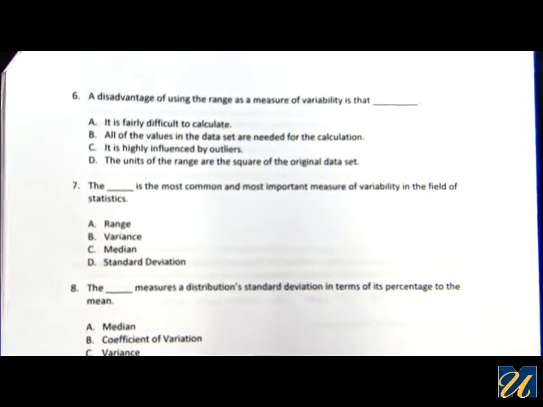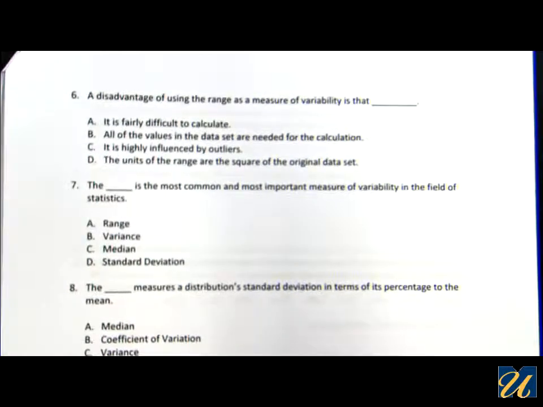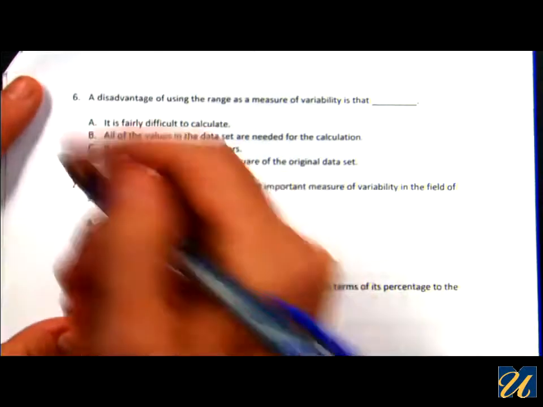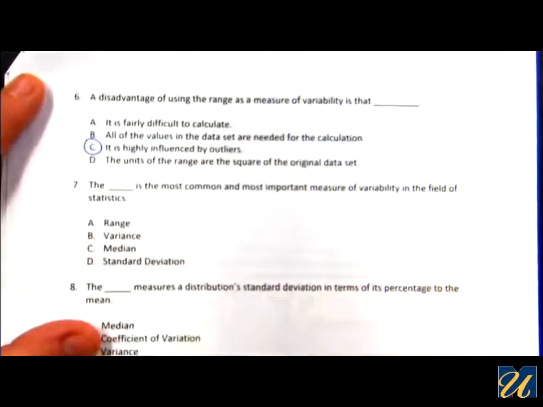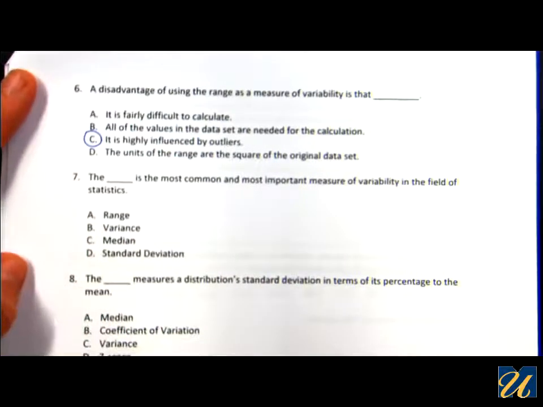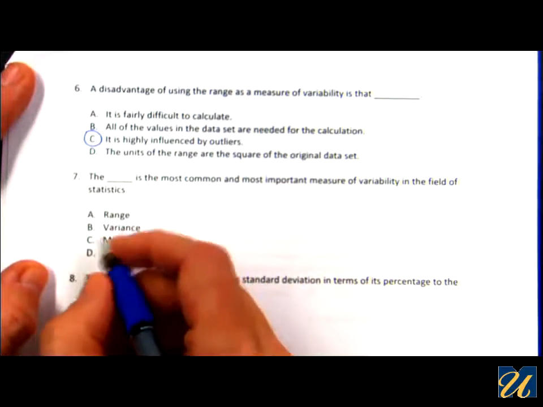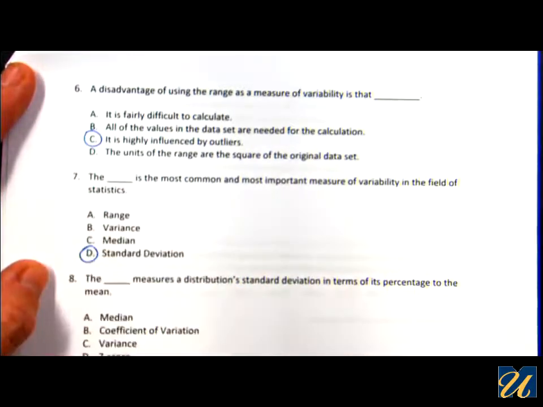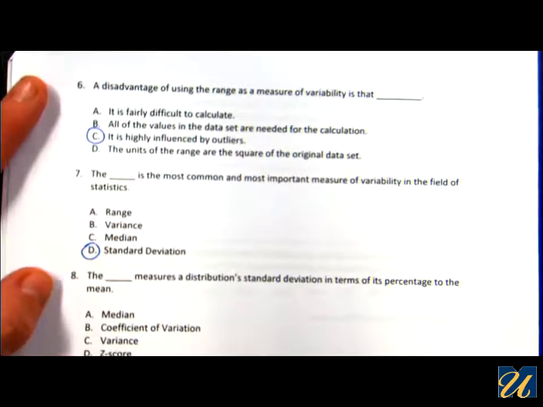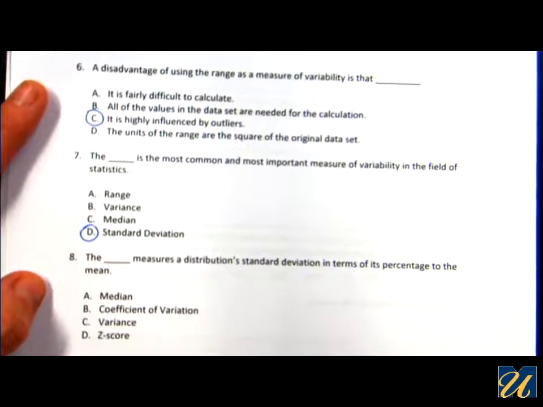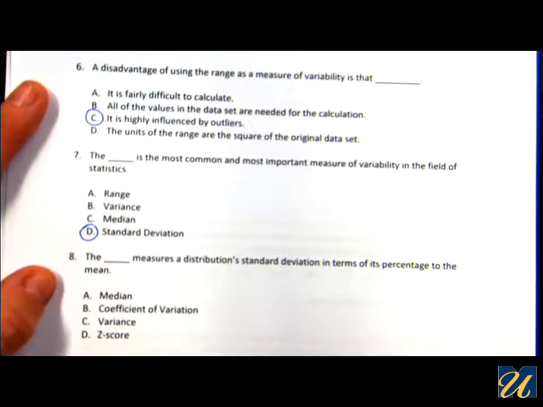A disadvantage of using the range as a measurement of variability is that it is highly influenced by outliers, as we mentioned before. What is the most common and most important measure of variability in the field of statistics? This would be the standard deviation. We use it in multiple other measurements as well. What measures a distribution's standard deviation in terms of its percentage to the mean? This would be the coefficient of variation.